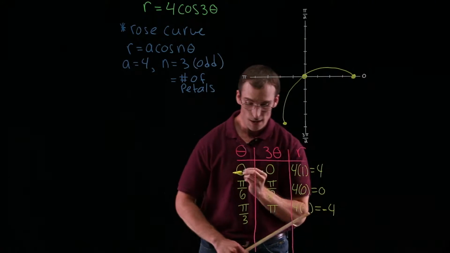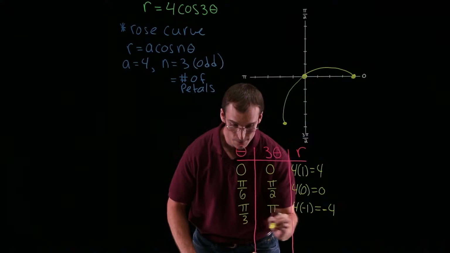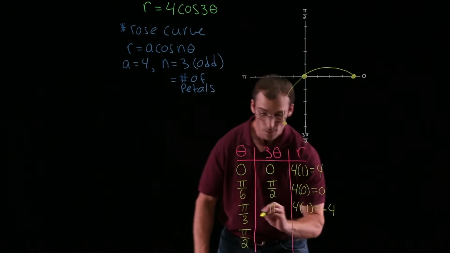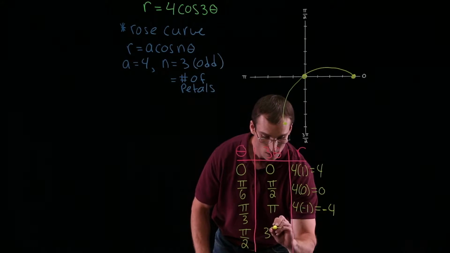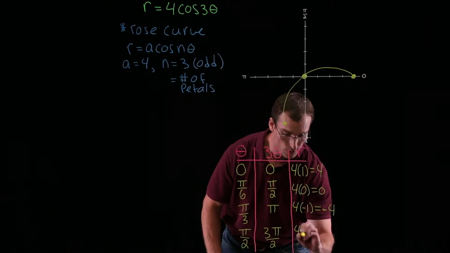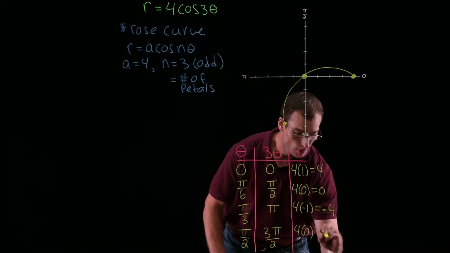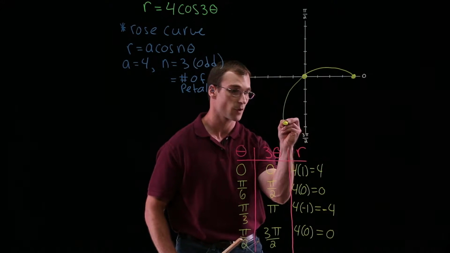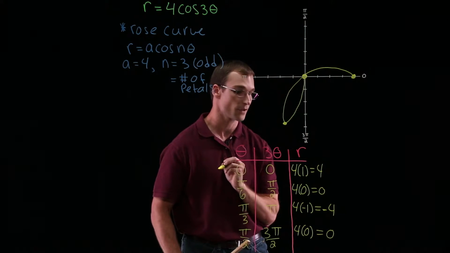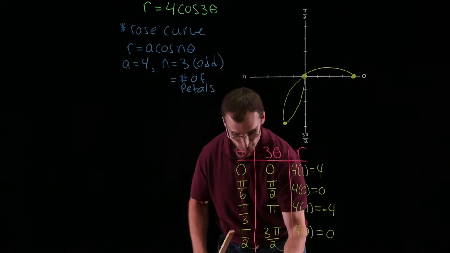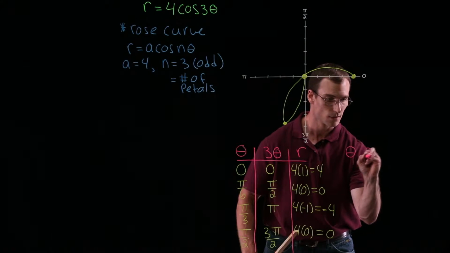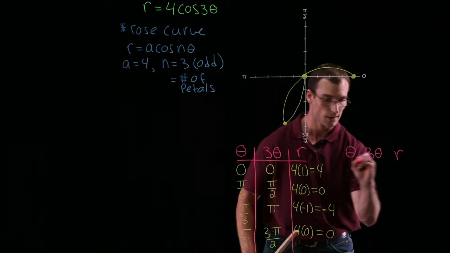Counting in increments of pi over 6, next is pi over 2, and 3 times that is 3 pi over 2, and cosine at 3 pi over 2 is 0, so our r is equal to 0. That takes us from our point here back to our origin, where r is equal to 0. Now let's develop just a few more: take values of theta, compute 3 theta, and then r.